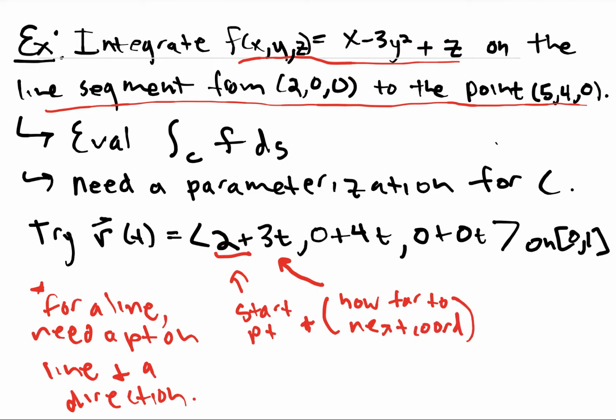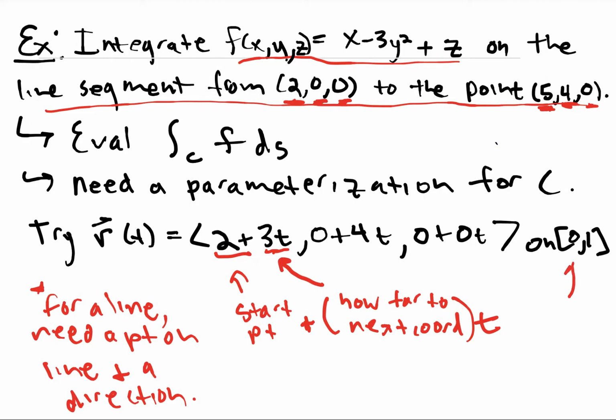You notice that from 2 to 5, I had to travel 3 units there, and that was what I was multiplying by t. That trick that I applied, I did in every single coordinate. So I start at 0, I have to go 4 units to get to the next coordinate, hence my 0 plus 4t. I start at 0 here, and I have to go 0 units to get to the next coordinate, hence my 0 plus 0t.